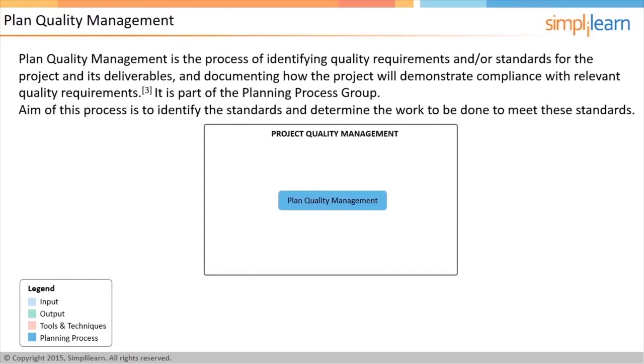Once all the standards for the project are identified, quality planning activities involve determining what work needs to be done to meet those standards. Before adhering to the standards, you should question their relevance to the project. Implementing all possible standards applicable to the project at random will have cost and time implications. Let us look at the inputs to this process.